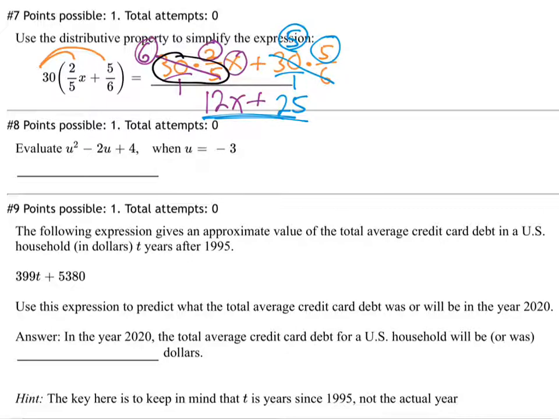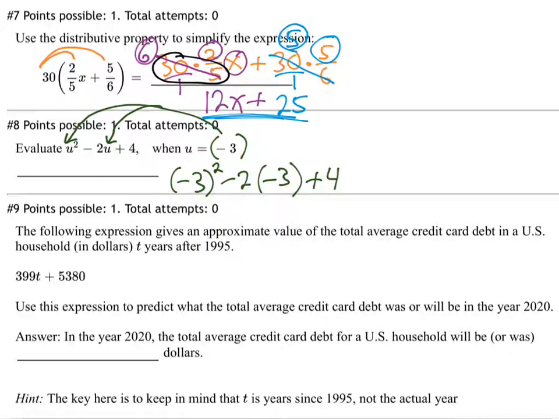When you plug into a formula, you need to put parentheses around the number you're plugging in. So I'm going to put parentheses around this -3, and I'm going to plug it in right there and right there. So it'll become, start off, parentheses -3 squared minus 2 parentheses -3 plus 4.